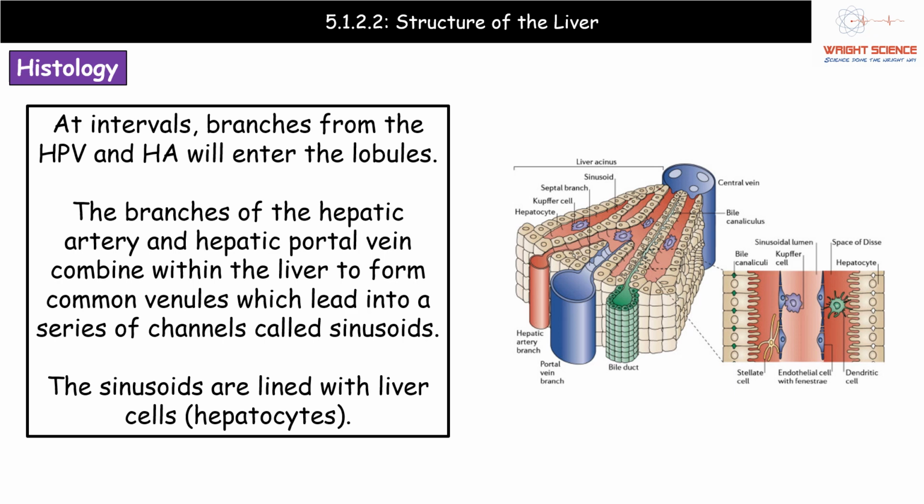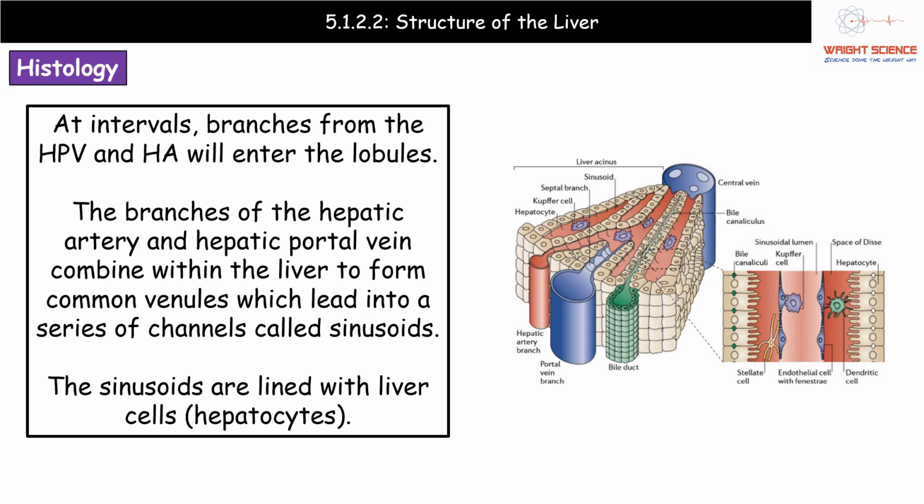So we've obviously got the main runs which are running parallel, and then every so often they branch off and enter the lobules themselves. And what we find is that those branches of the hepatic artery bringing the oxygenated blood and the hepatic portal vein bringing that nutrient-rich blood from the digestive system are going to actually combine together in that liver to form something we refer to as a common venule.